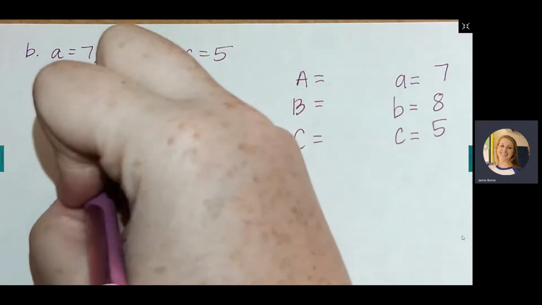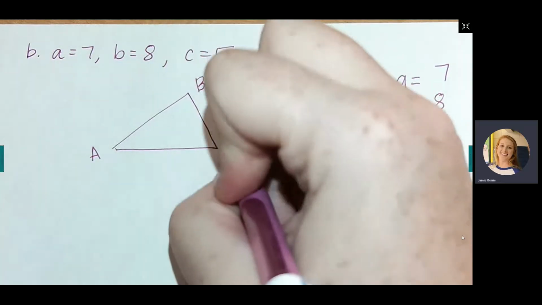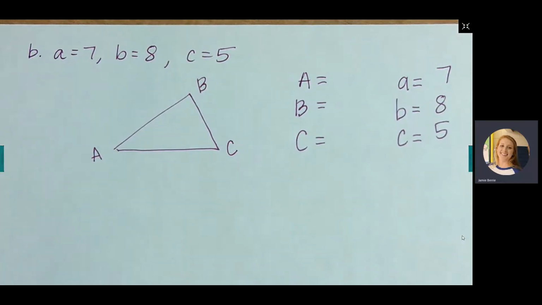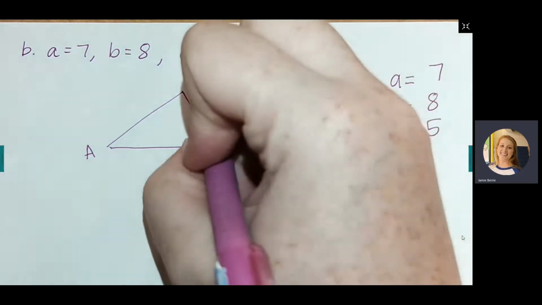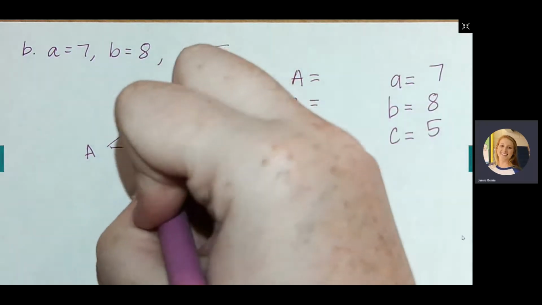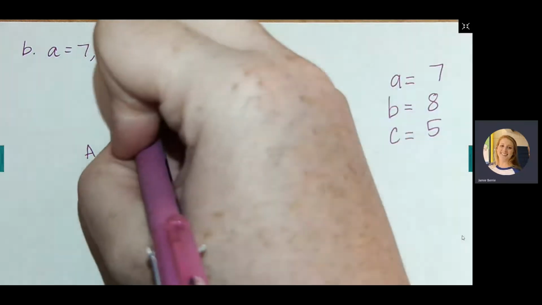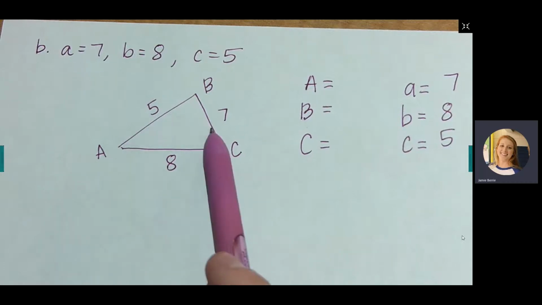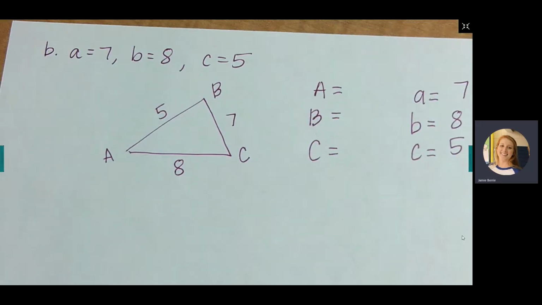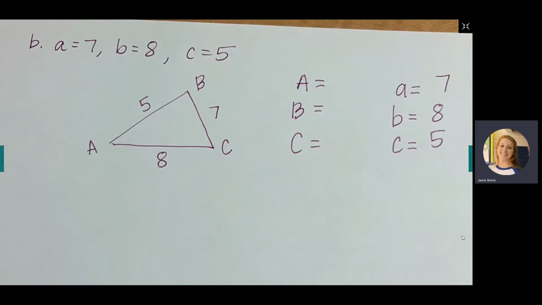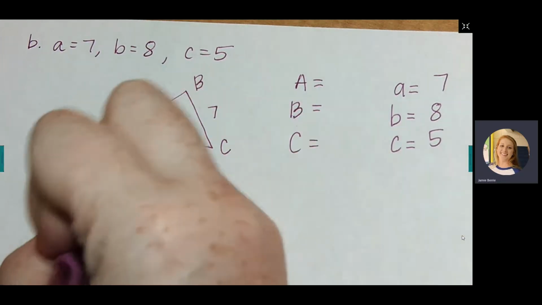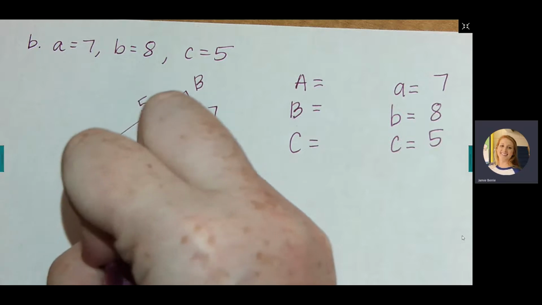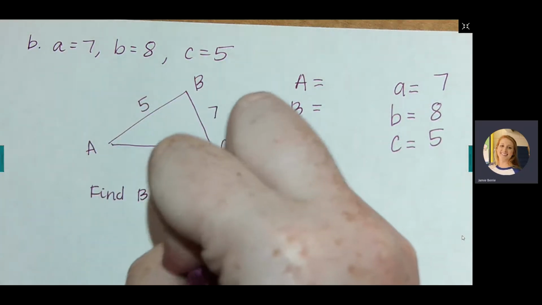and label these. I always like to label the angles first, and then I can go from there as far as labeling the sides. So big A is 7, little a is 7, little b is 8, and little c is 5. So you can see my picture is not accurate. The side 5 looks bigger than the side 7, but that's okay. This just gives you a way to visualize, what's across from what, what am I missing. All right, so find big B first because it's the biggest angle.